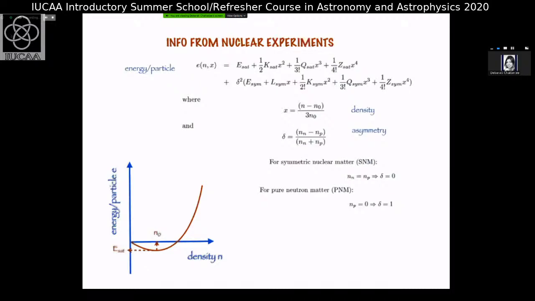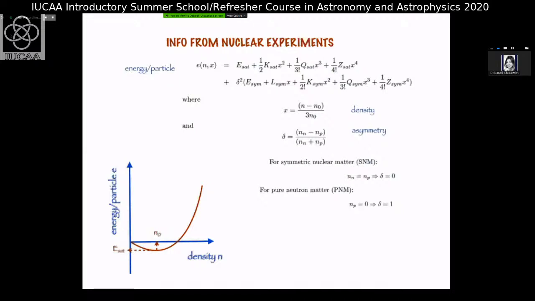So here in this formula, you see in the first line that the energy per particle consists of an expansion in x. x is actually (n minus n_0) divided by 3 n_0, so this is just a normalized difference from the saturation density. And the coefficients E_sat, K_sat, Q_sat, Z_sat correspond to the increasing powers of x. In the same way, the second line corresponds to the asymmetry terms.